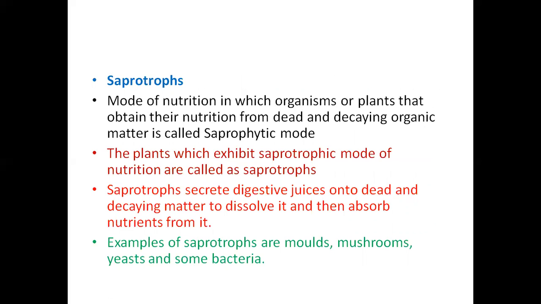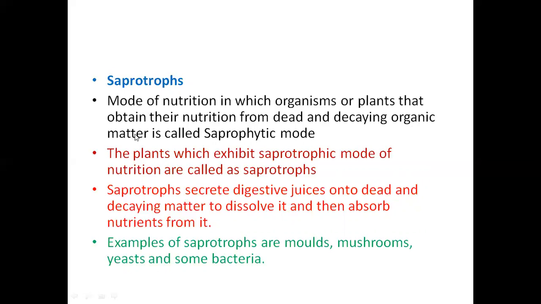Now, let us learn about the saprotrophic mode of nutrition. The examples which come under this are called saprotrophs, and they show saprophytic mode of nutrition. On what kind of substance do they depend? See, parasites depend on the living organisms, right? But these kinds of organisms depend on dead and decaying organic matter.